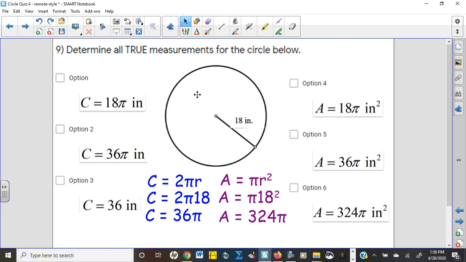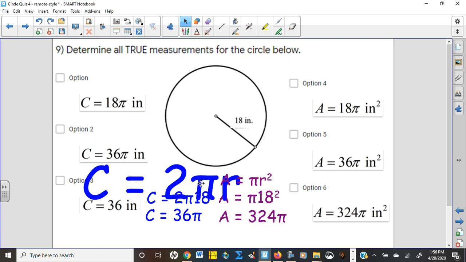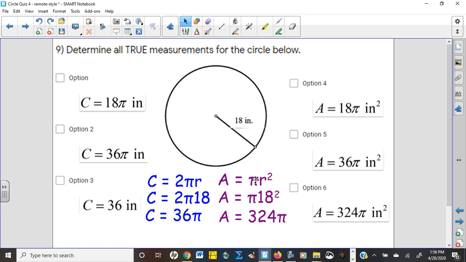Number 9, I think we got back on track. It asked for the true statements here, and then it just gave you 3 circumferences and 3 areas. So really, it was just a matter of taking your radius of 18 and plugging it into the circumference formula and the area formula. Once again, know your circumference formula, know your area formula, really important. 36 pi and 324 pi were the answers.